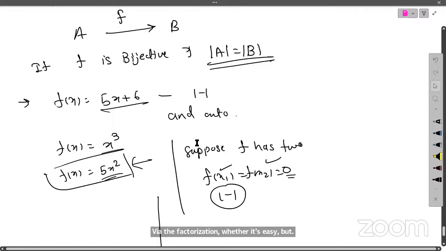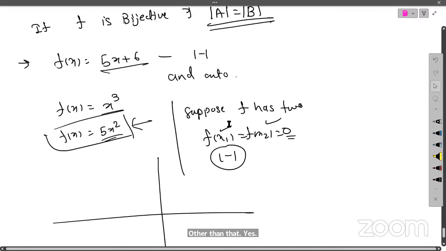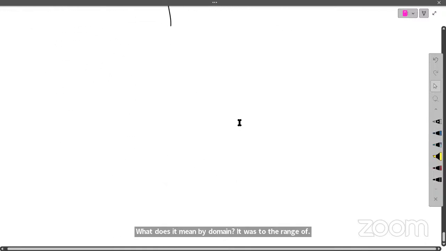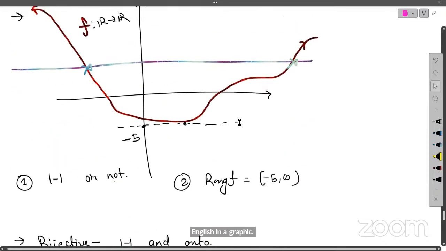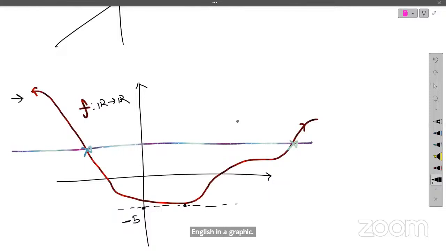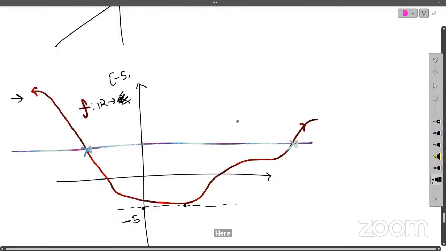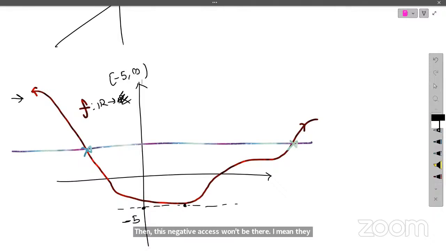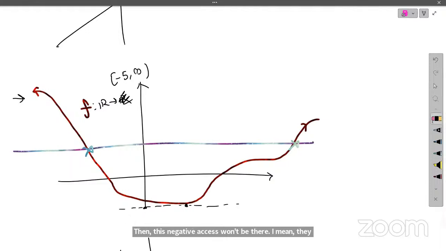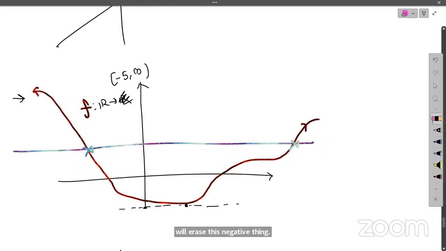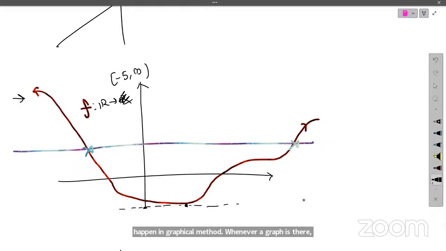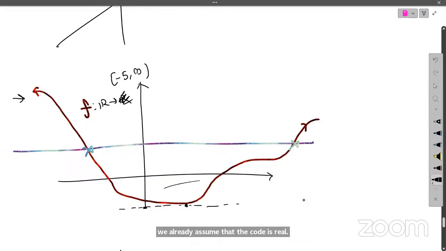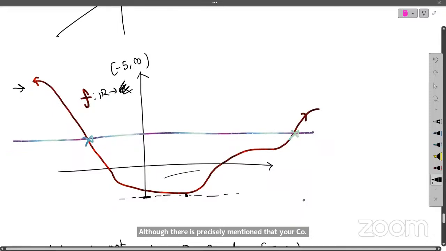My second doubt is, what does it mean graphically that the codomain equals the range of f? In a graphical method, codomain means you have some restriction. Suppose in the case of real numbers I take my codomain to be -5 to infinity, then this negative axis won't be there. They will erase this negative axis. But this cannot happen in a graphical method. Whenever a graph is given, we already assume that the codomain is the real numbers, although it is precisely mentioned that your codomain is -5 to infinity. That much change can happen in the graph. Other than that, everything will be the same.